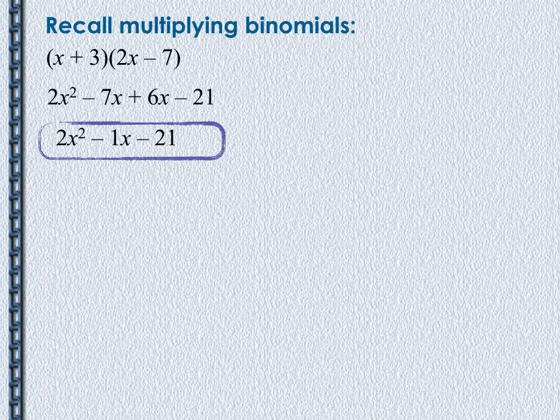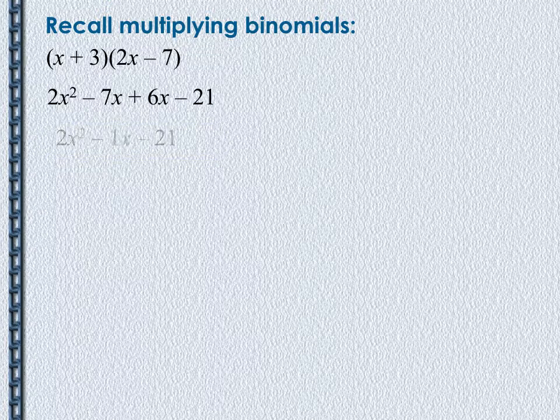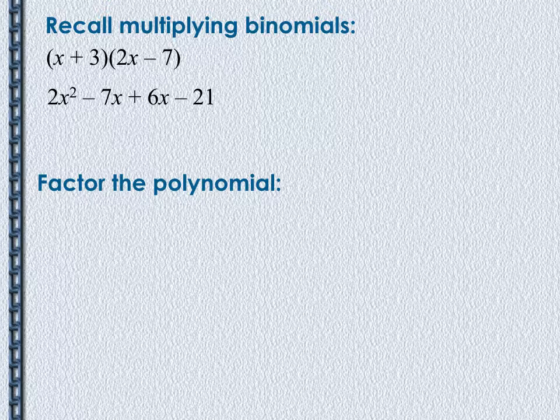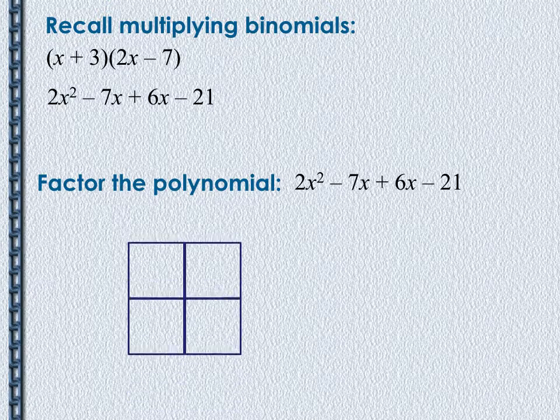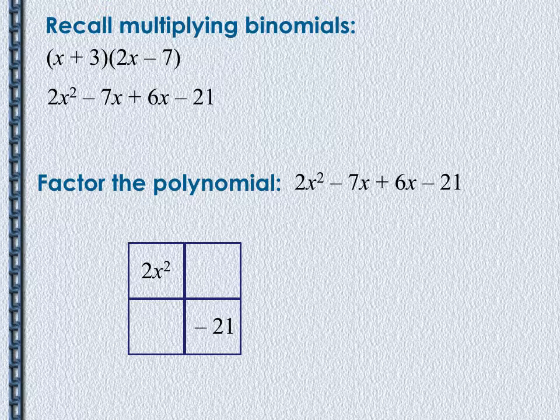So what we want to do is consider going backwards, but not from the trinomial, going backwards from the polynomial with 4 terms. And so to factor the polynomial, we would start with the box. The quadratic term would go in the top left, and the constant term in the bottom right. And then after multiplying those numbers together and looking for factors, we would come up with negative 7x and positive 6x, but we can just put these terms along the diagonal.